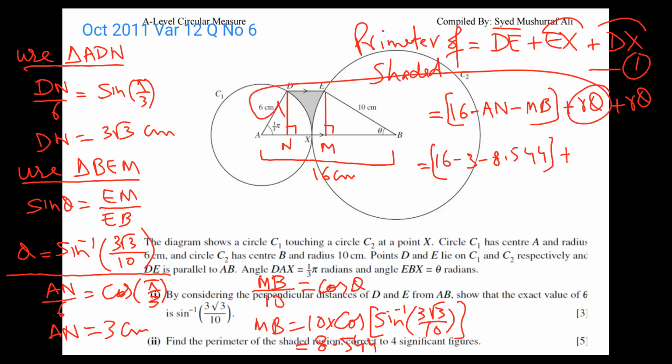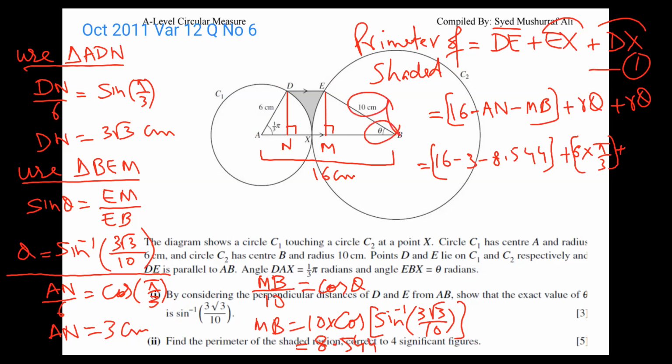And now R theta. R theta, 6 theta is pi by 3. 6 times 2 pi by 3. This is the first arc length. And the second arc length is 10 times 2 theta. And theta, I think I will find separately, better to save my time. So I'll try to find this angle theta. Theta is sine inverse of this. So this is coming 0.45.